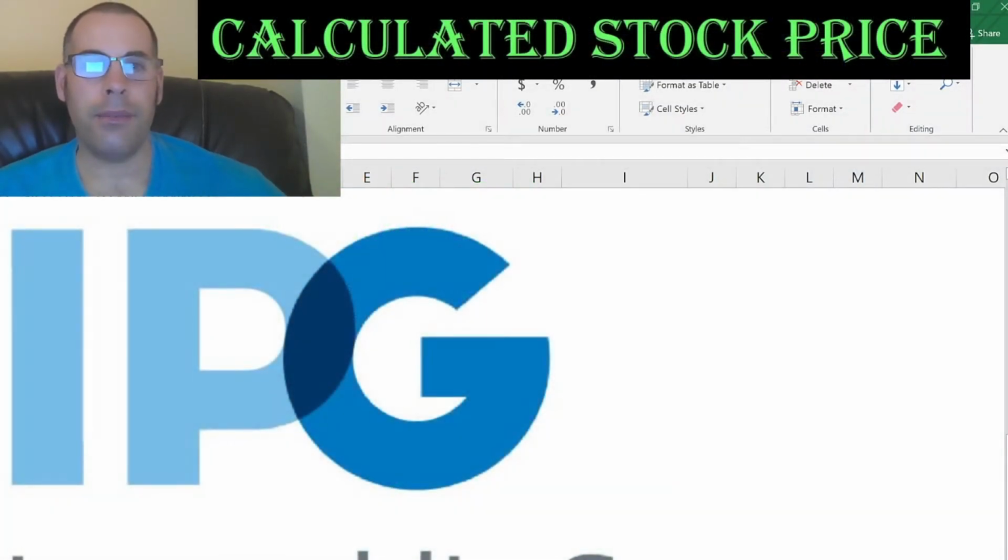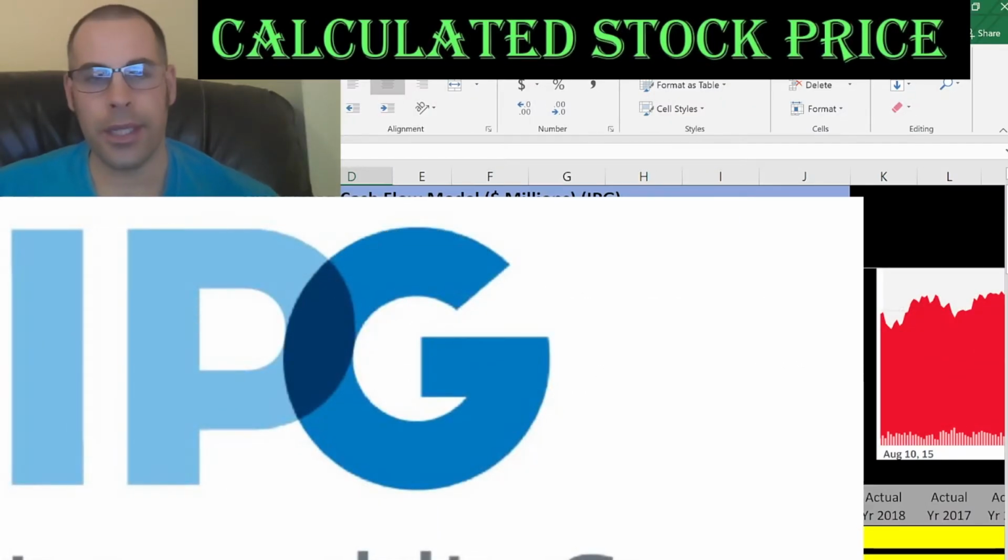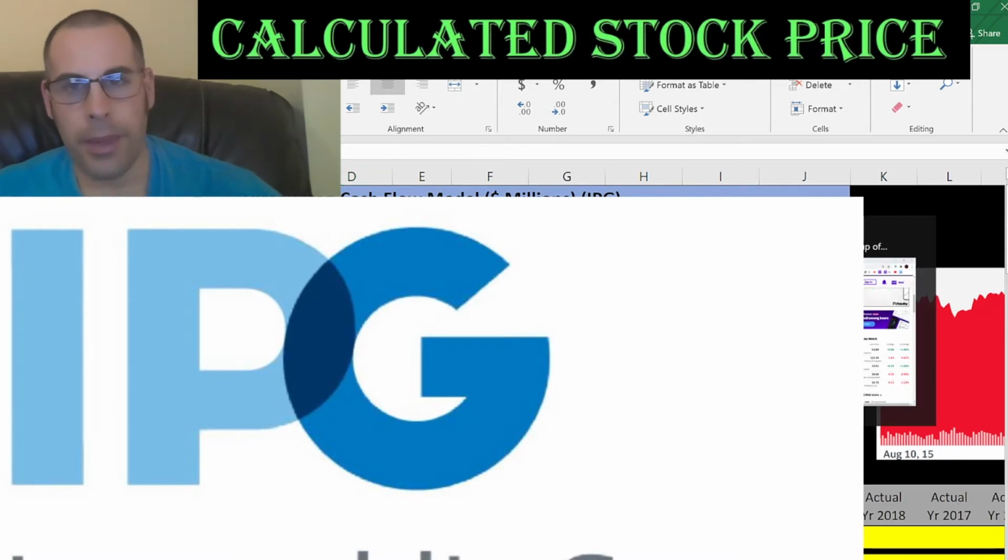We need to enter the information for the company into my Excel model. At the end, we calculate and look at the financial ratios. We're going to take a look at the Interpublic Group. They're an advertising agency in New York City. Let's get started with the model.